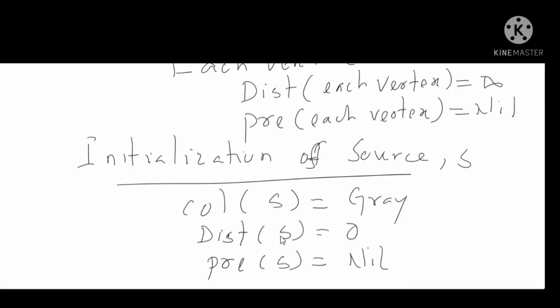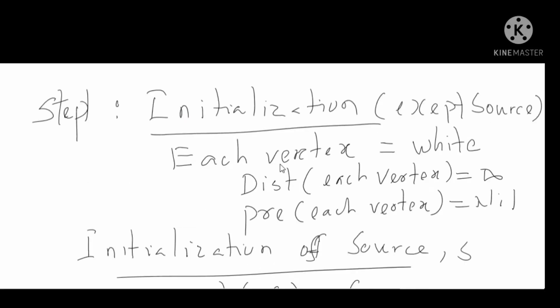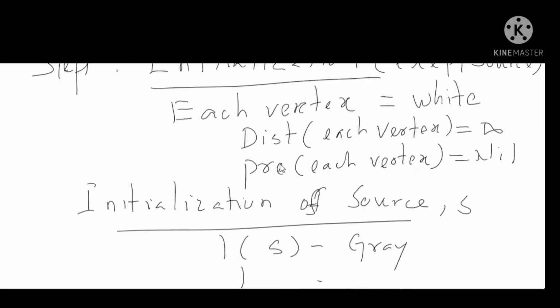The distance to reach your source vertex is 0, because you are going to start the searching or traversal process from the source vertex, that's why 0. And the predecessor of the source vertex is nil, because we are going to start from S, no previous node exists, so the predecessor value is nil. So three parameters are used to initialize the source vertex along with every other vertex.